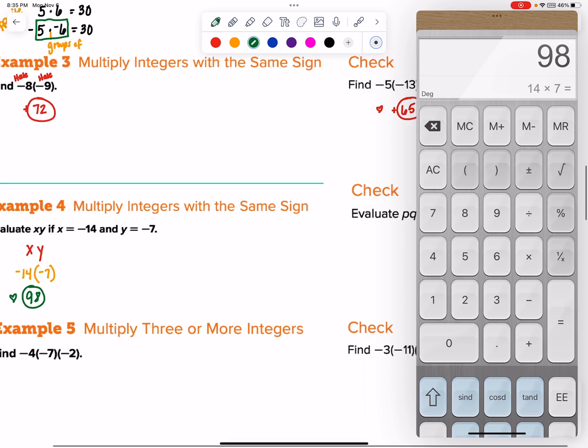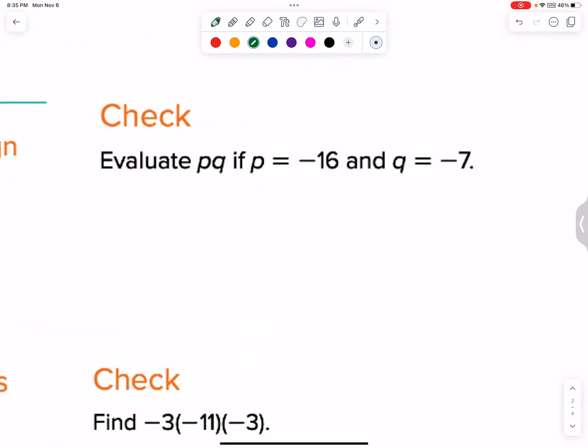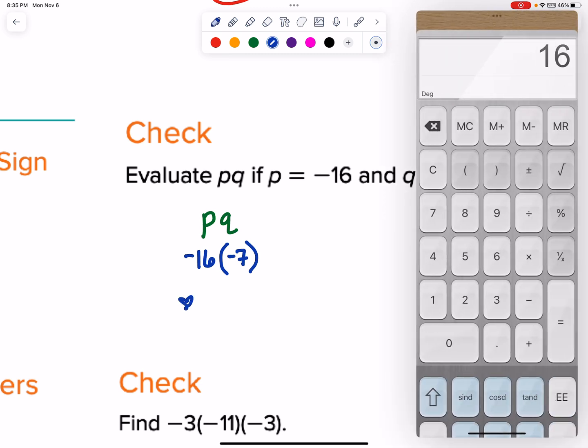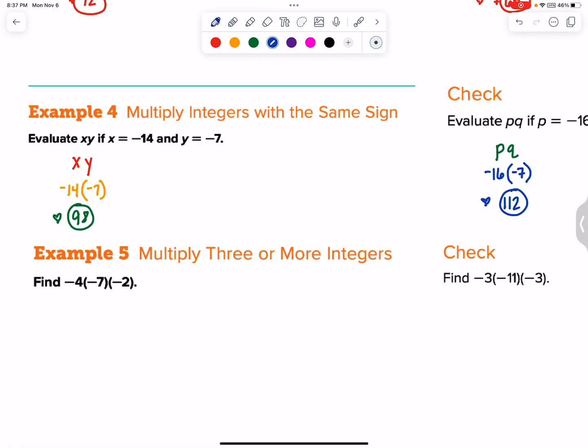There we go. All right, let's try it over here. So we have PQ, and P is negative 16, and Q is negative 7. So I have a negative times a negative. That's I hate to hate. That means I actually love. And 16 times 7 is 112. And there you go.